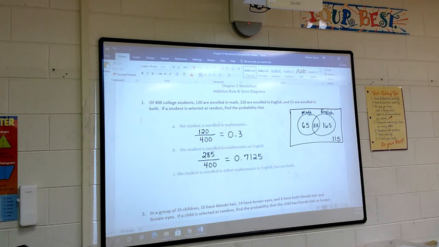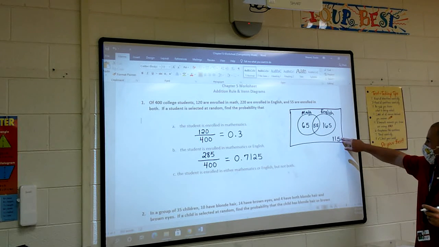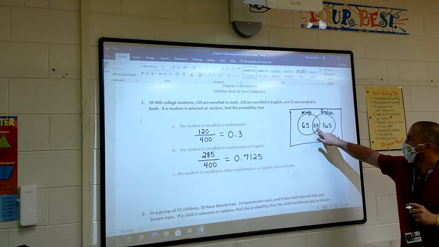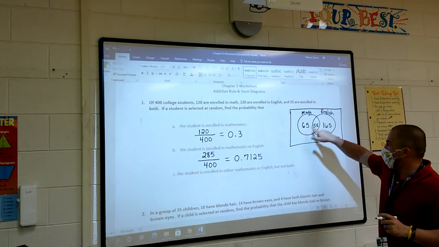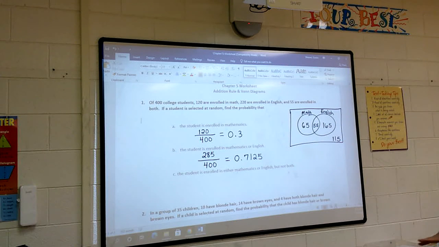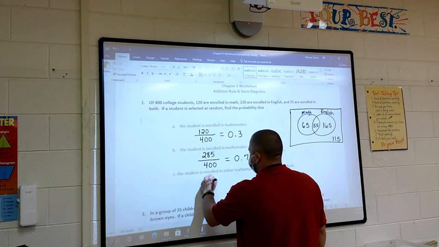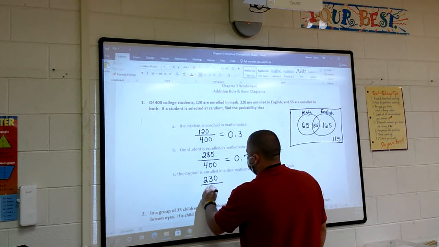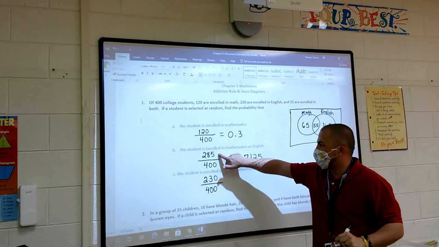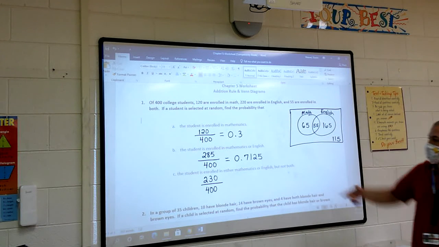Okay. Now, C says the student is enrolled in either math or English, but not both. So we do not want people that aren't in either. So we don't want this 115. We also don't want people that are in both. So we want the ones that are enrolled in either math or English, but not both. So we're going to get rid of the both. So that'll be 165 plus 65. So that would give us 230 out of 400. If you look at that fraction compared to this one, you've gotten rid of both in this case because that's what they say.